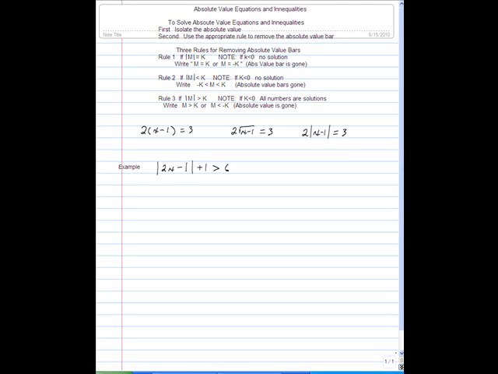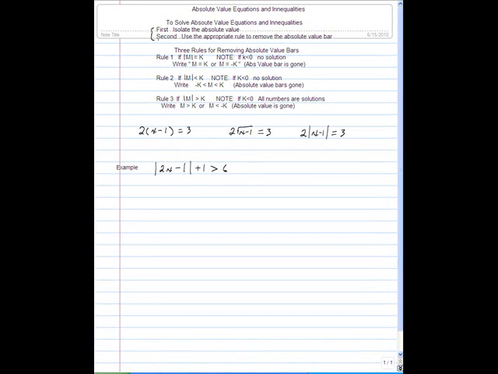In this podcast called Absolute Value Equations and Inequalities, we'll be adding inequalities, solving inequalities with absolute values to our study of the absolute value. Getting right into it, our box says here to solve absolute value equations and inequalities, there are two steps to go through. First, isolate the absolute value. That means get it by itself on one side. And second, use the appropriate rule to remove the absolute value bar.